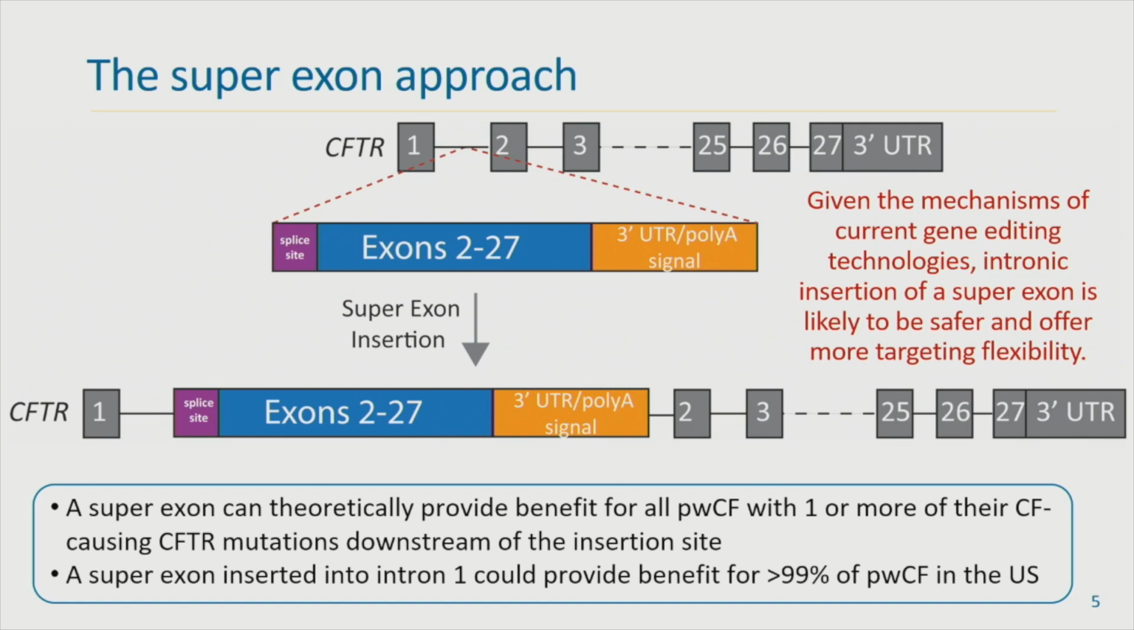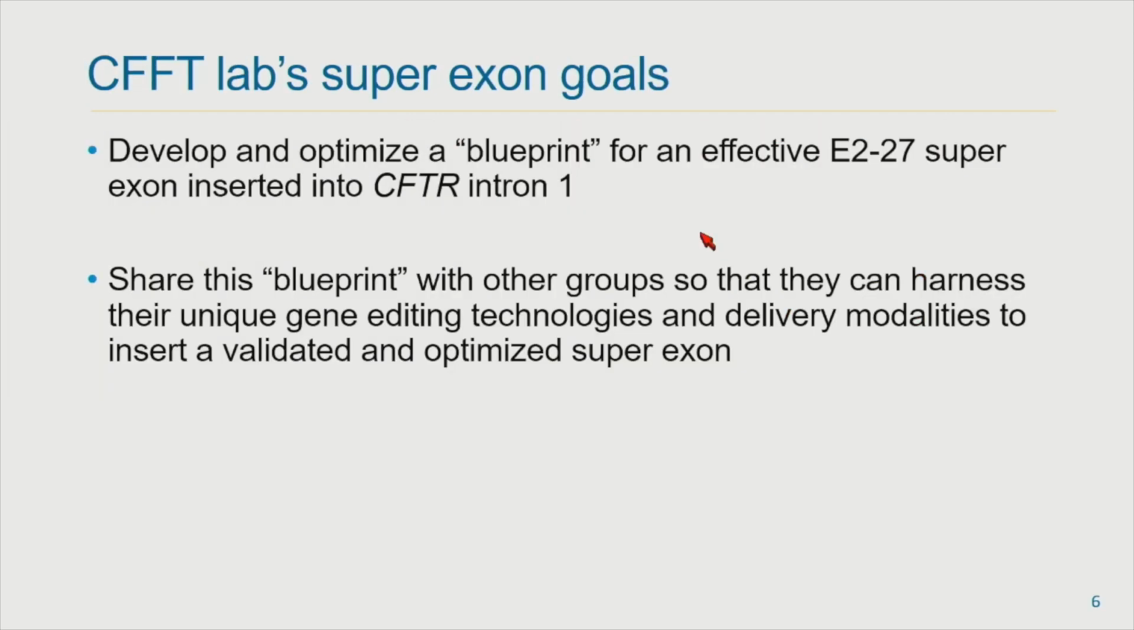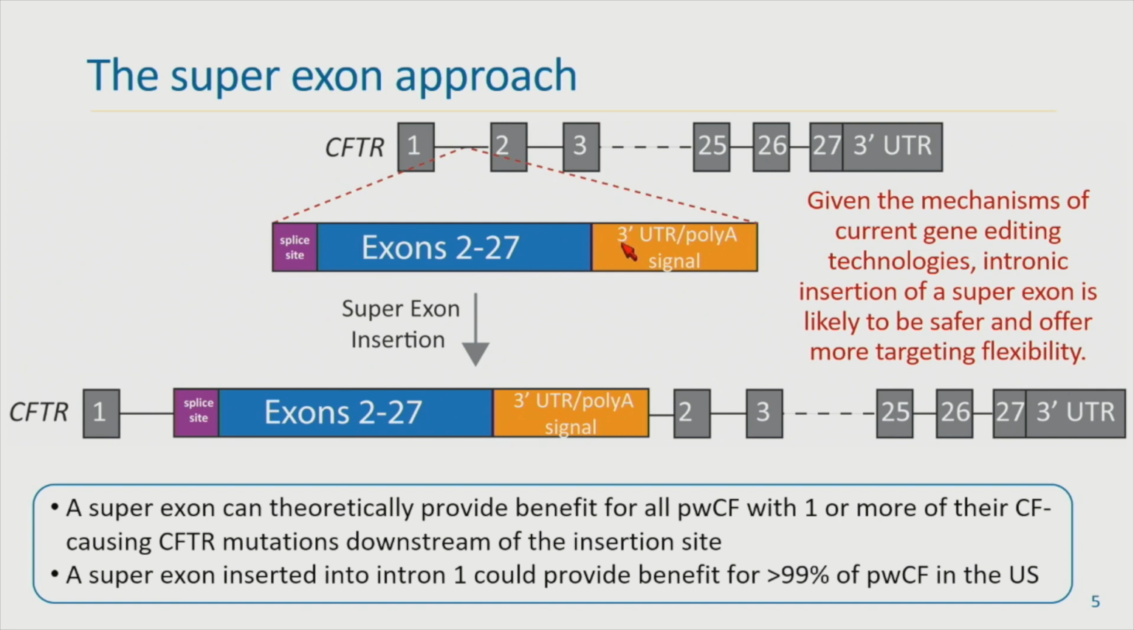This diagram shows a CFTR superexon consisting of exons 2 through 27 inserted into intron 1. Now, this construct also consists of a 3' UTR and a polyadenylation signal sequence to mark where the superexon ends. And because it's being inserted into an intron, it also contains a splice site, or a splice acceptor.